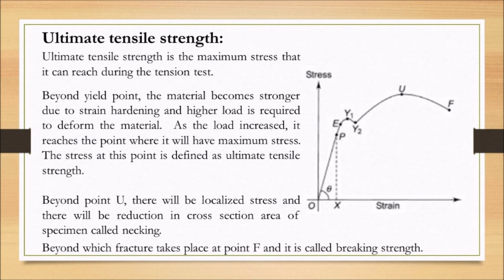This property is ultimate tensile strength. Beyond the yield point, when load is increased, elongation will be small because the material will become hard due to strain hardening, and as the loading is increased further, stress will reach the maximum point, which is called ultimate stress. Beyond ultimate stress, necking starts as told earlier, and fracture takes place. Stress at fracture is called breaking strength.